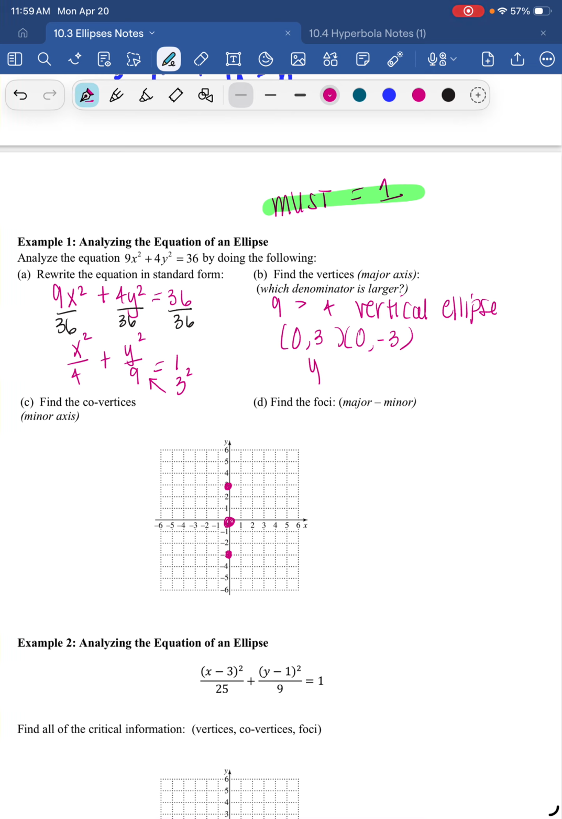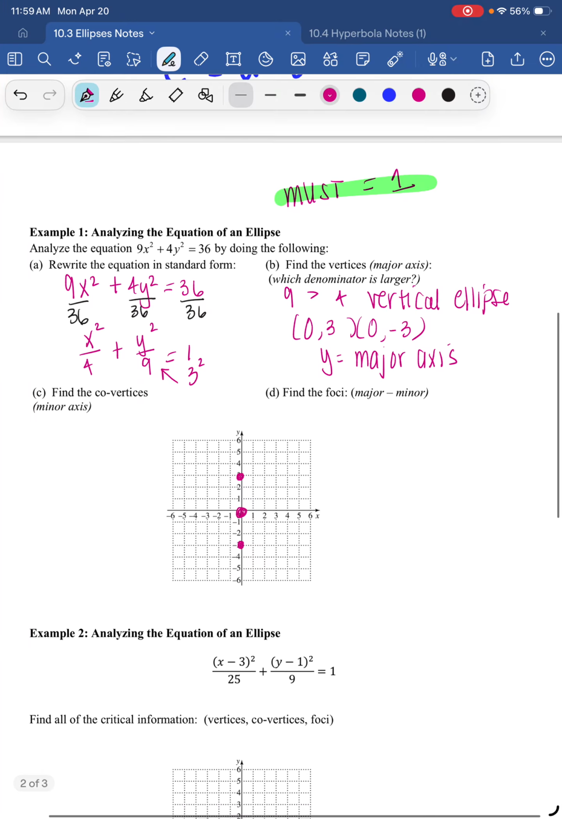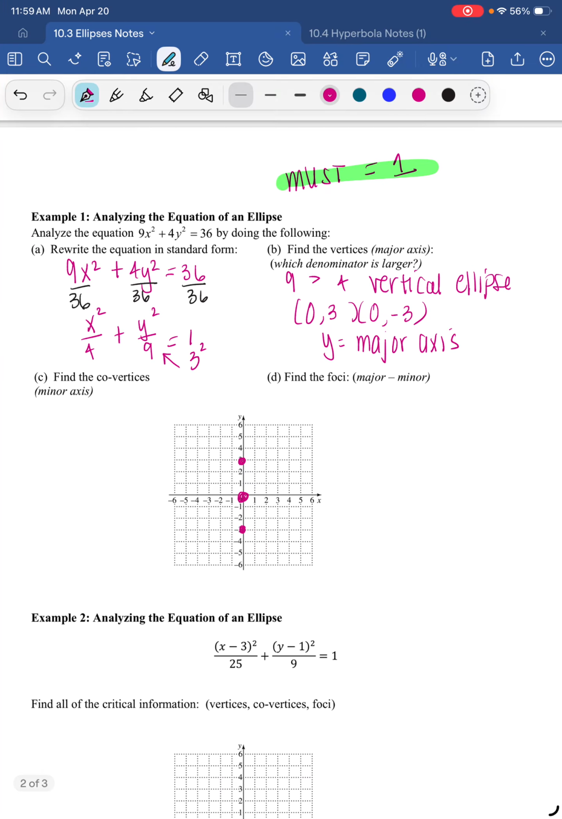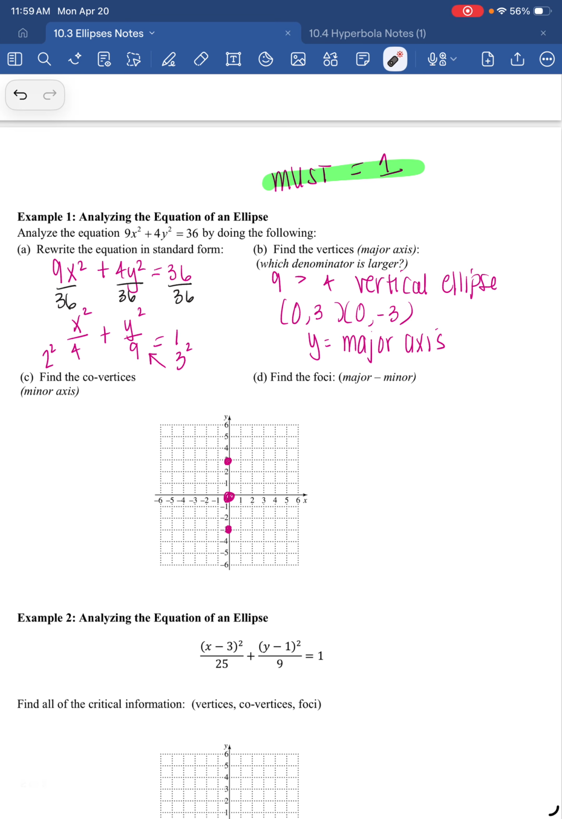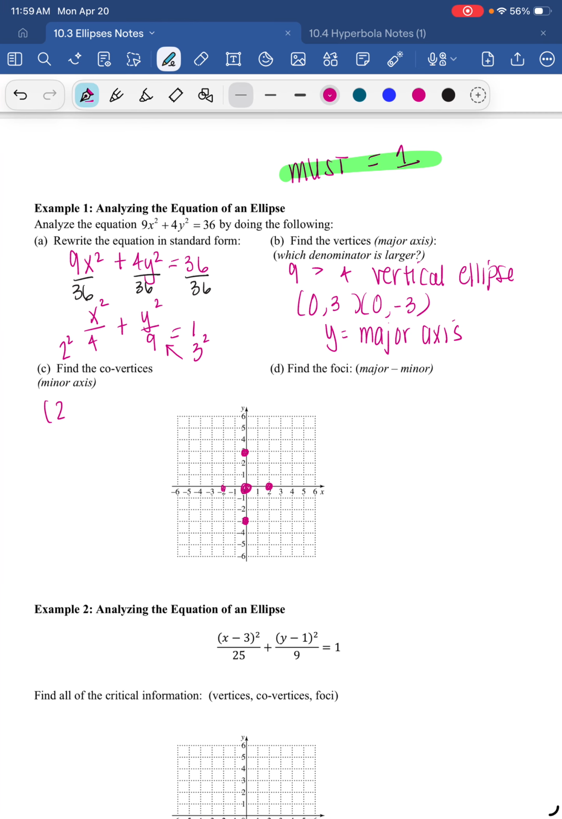And my major axis is going to be y, and that is because it is a vertical ellipse. The major axis is always the longer one, and in this case, the longer axis is y. So the co-vertices are the smaller. We already decided that 4 was smaller than 9. So 4 is 2 squared. So in the x direction, I'm going to add 2 and subtract 2, and those are going to be my co-vertices at (2, 0) and (-2, 0). Okay, so this is going to be my ellipse.